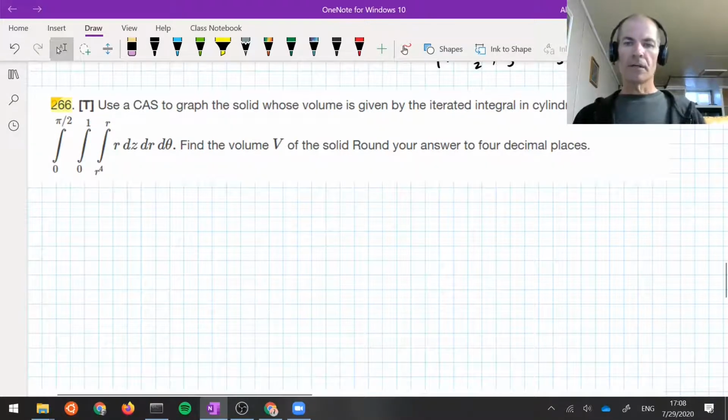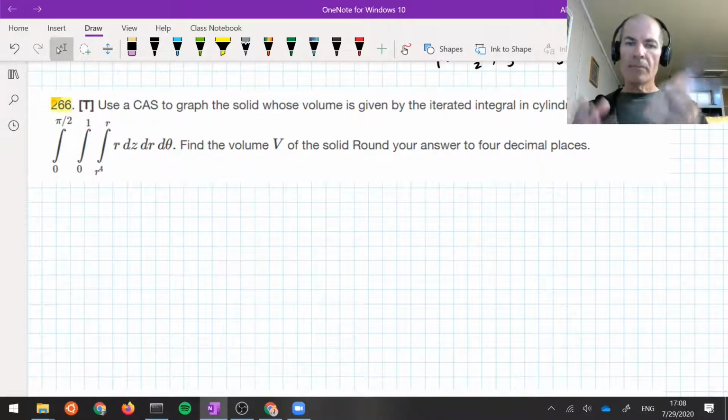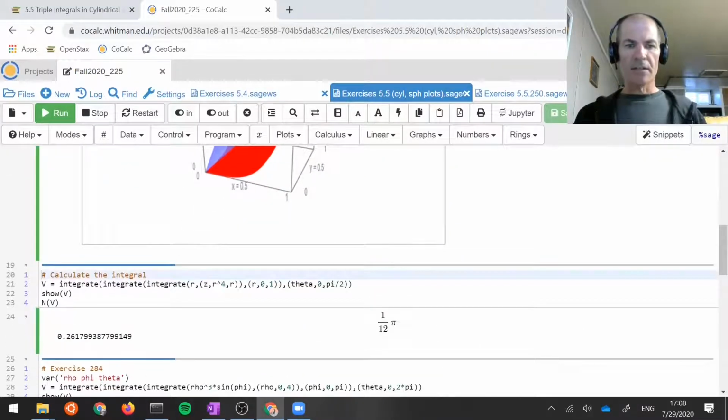Finally, we can do this integral, and let's use Sage to do the integral as well, just to remind ourselves how this works. Once you have an integral set up in Cartesian, cylindrical, spherical, what have you, that process is the same. It's just integrating with respect to each variable from the inside out. So here I just do the triple integral all at once. I integrate the integrand r, first with respect to z from r to the fourth to r, then with respect to r from 0 to 1, then with respect to theta from 0 to pi over 2.